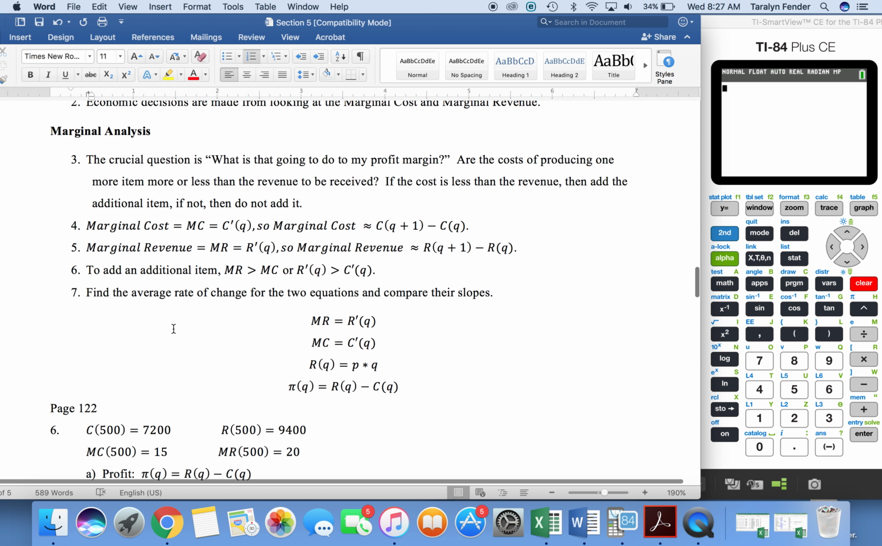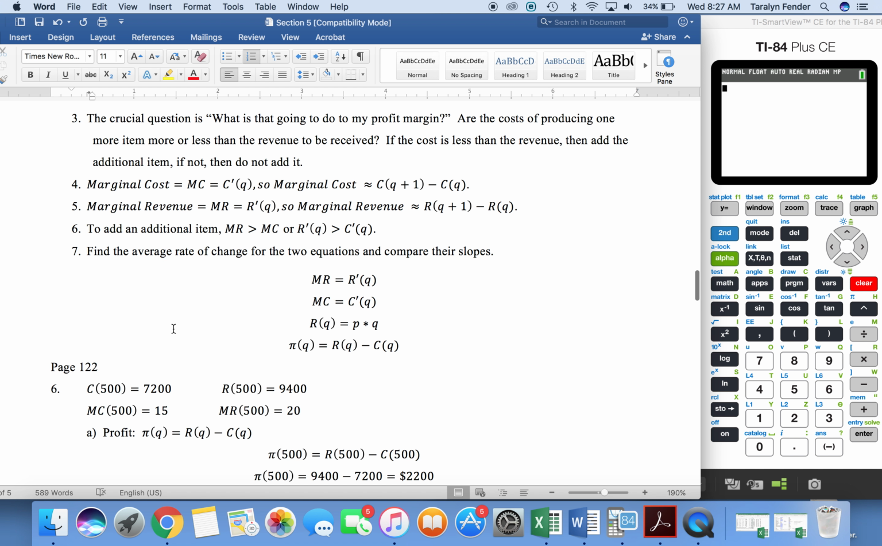Find the average rate of change of two equations and then compare their slopes. So we have the marginal revenue is equal to R prime of Q. Marginal cost is C prime of Q. Remember that revenue is price times quantity, and profit is revenue at some quantity minus cost at some quantity.